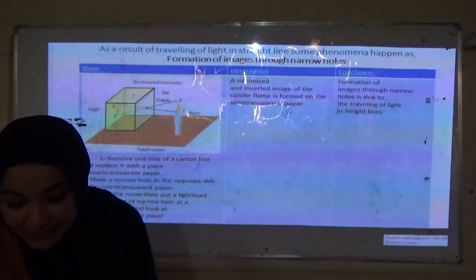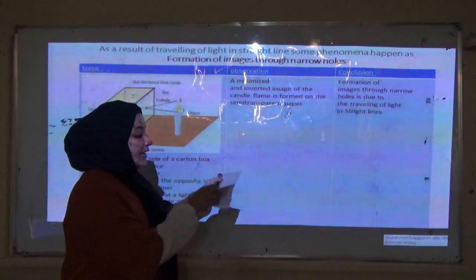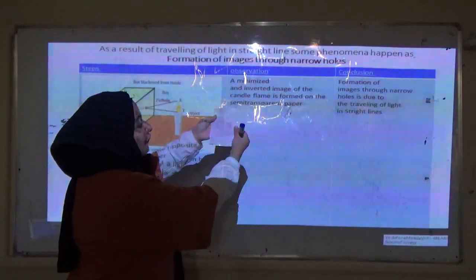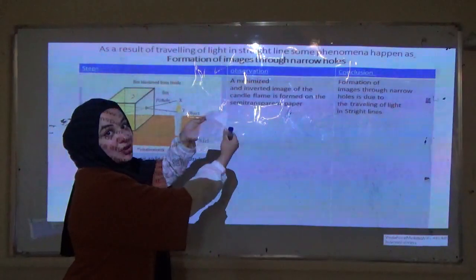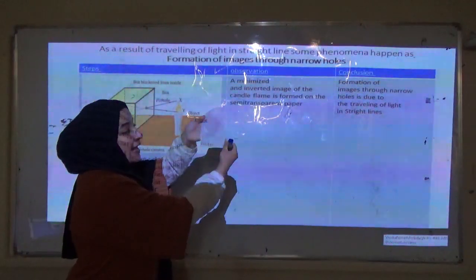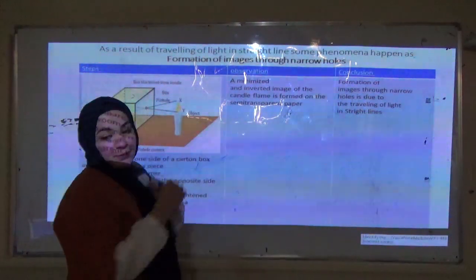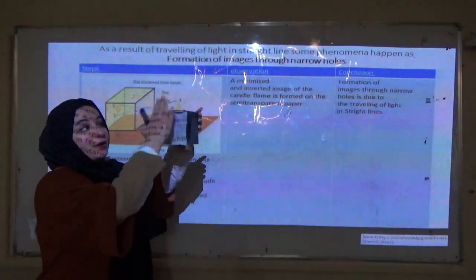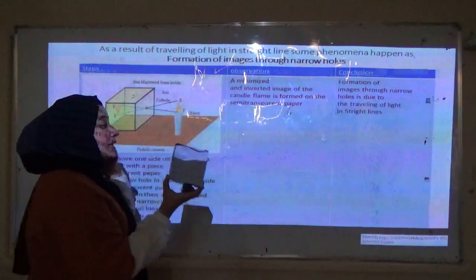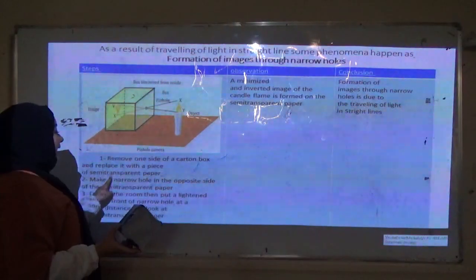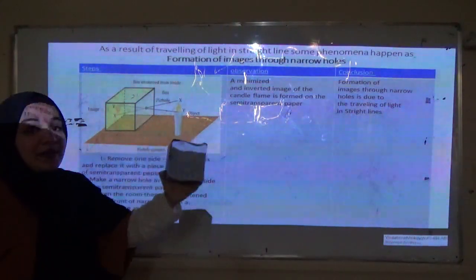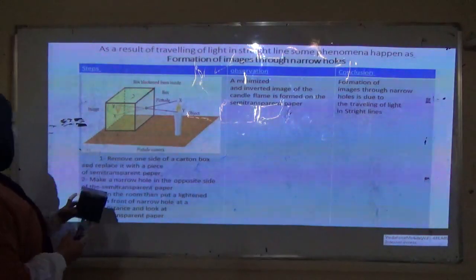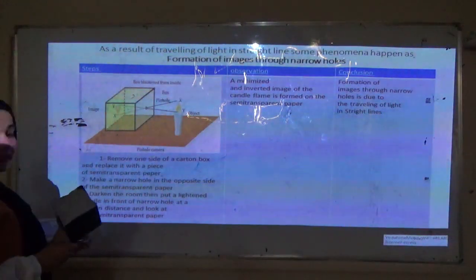Like this, you can see my hands and my fingers through it. This is a semi-transparent paper. So I bring my box, remove one of its sides, and place a semi-transparent paper there. Now, make a hole in the opposite side.